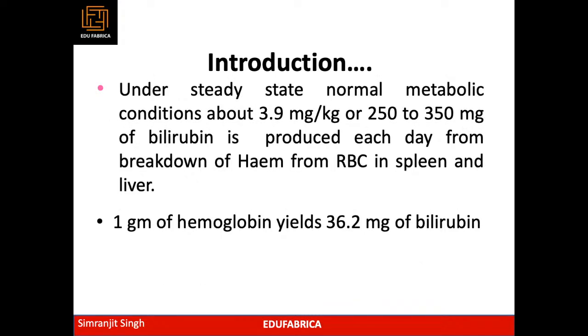So under steady state, normal metabolic conditions, about 3.9 milligram per kilogram, or 250 to 350 milligram, of bilirubin is produced each day from breakdown of heme from RBCs in the spleen and liver, and 1 gram of hemoglobin yields 36.2 milligram of bilirubin.